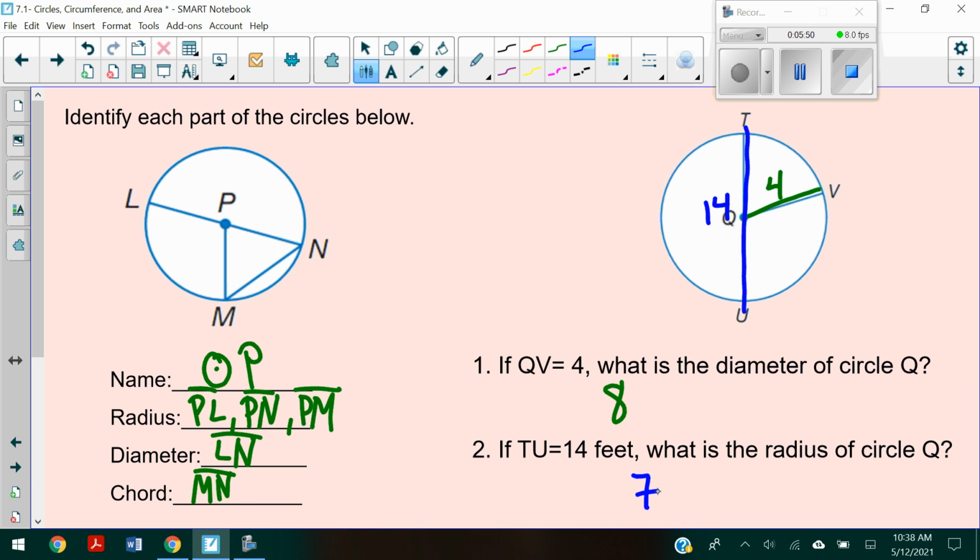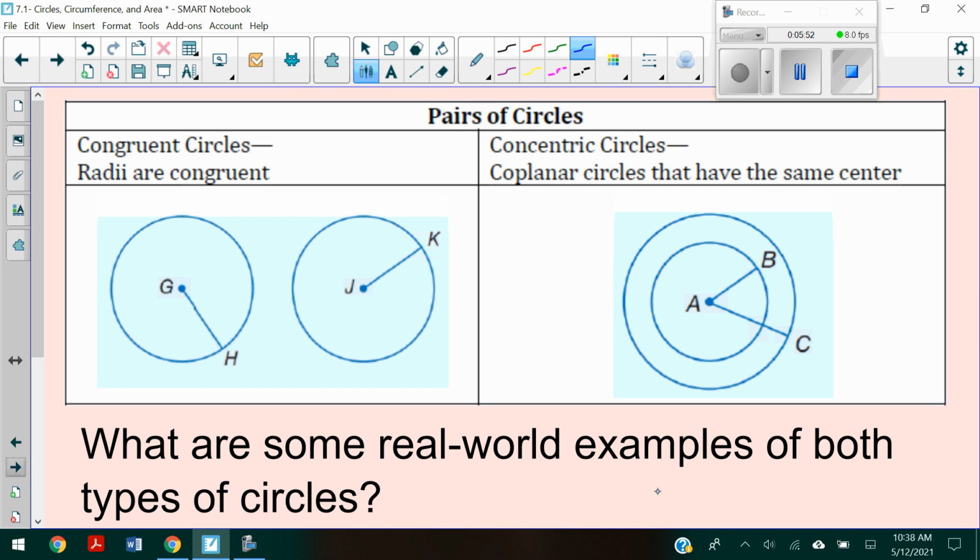Okay, so let's go ahead to the next side of your notes and talk about pairs of circles, sorry. We have congruent circles. So that's where you have radii that are congruent. And then we have concentric circles. So coplanar circles that have the same center.